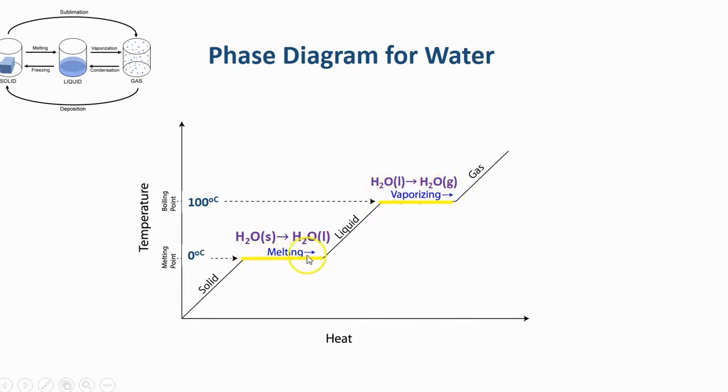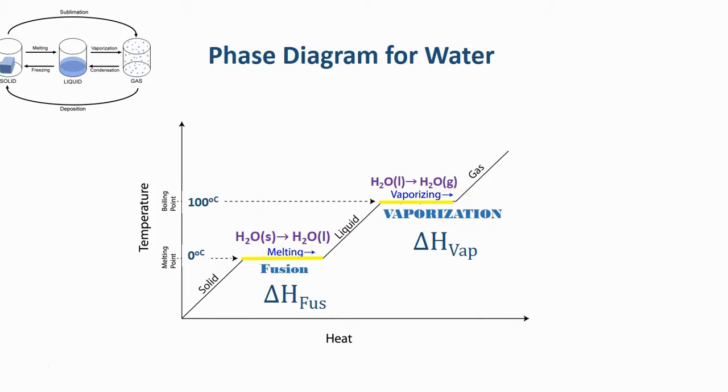This phase change right over here has a specific name, and the name we call is fusion. And then going from a liquid to a gas, we call that vaporization. And if we wanted to represent this using our delta H, we can say delta H sub fusion is this phase change right over here, solid to a liquid. And then delta H sub vap is our phase change going from a liquid to a gas.